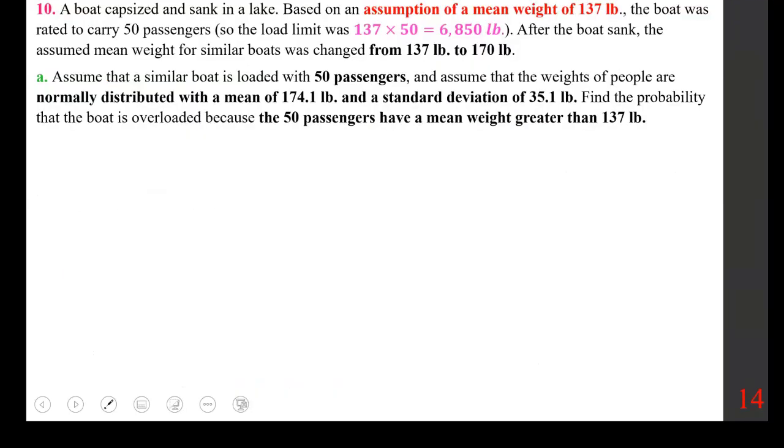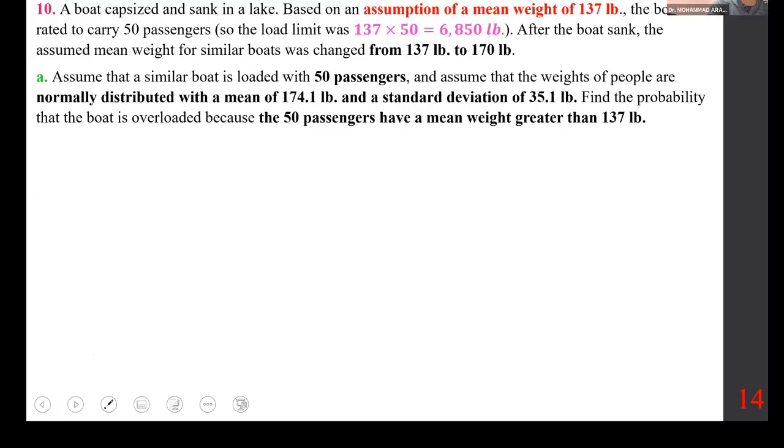A boat capsized and sank in a lake. Based on an assumption of the mean weight of 137 pounds, the boat was rated to carry 50 passengers, so the load limit was 137 times 50 equals 6,850. After the boat sank, the assumed mean weight for similar boats was changed from 137 pounds to 170 pounds. Assume the similar boat is loaded with 50 passengers and assume the weights of the people are normally distributed with a mean of 174.1 and a standard deviation of 35.1. Find the probability that the boat is overloaded because the 50 passengers have a mean weight greater than 137 pounds.